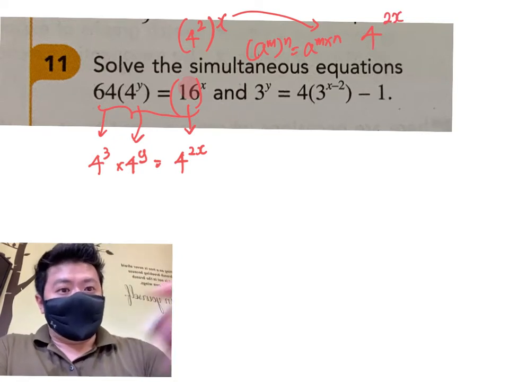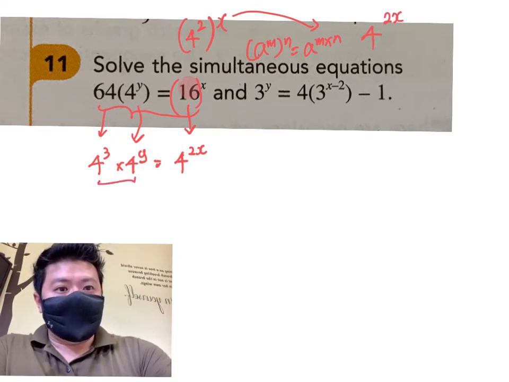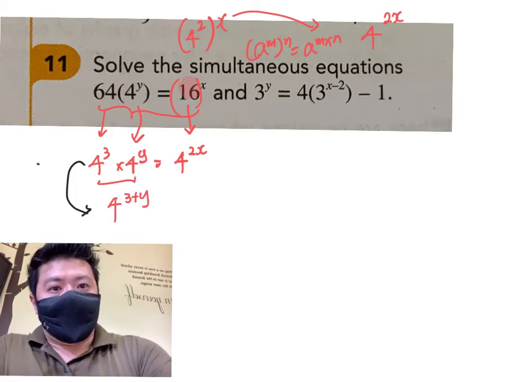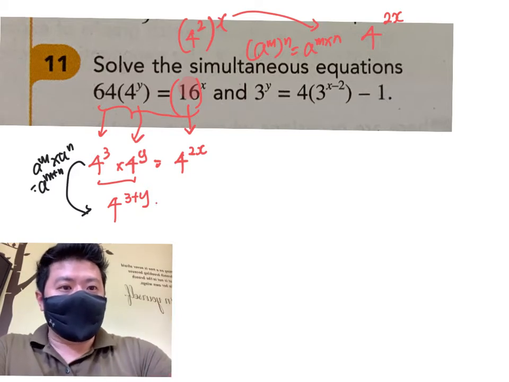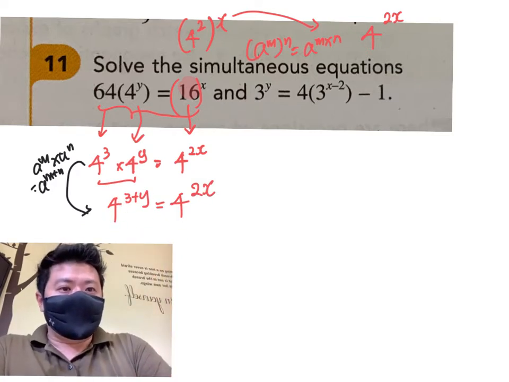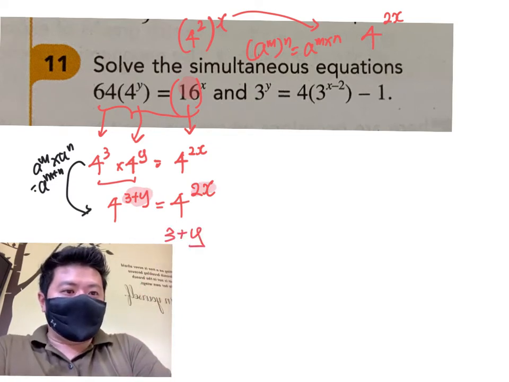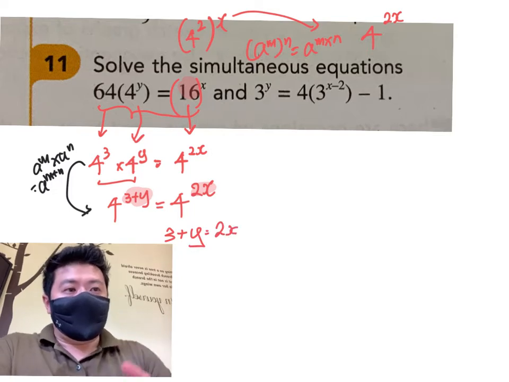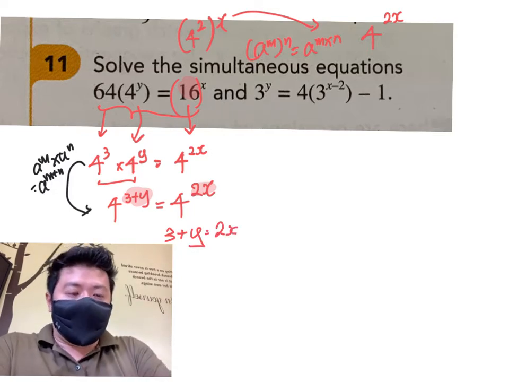Okay, so with that, combining this portion, this gives me 4 to the power of 3 plus y over here, because a power m times a power n is equal to a power m plus n, and on the right side you have 4 power 2x. Since the bases are the same, you can just equate the powers. And therefore you have 3 plus y equals to 2x. Okay, and this is your equation 1. You can also write y is the same as 2x minus 3.